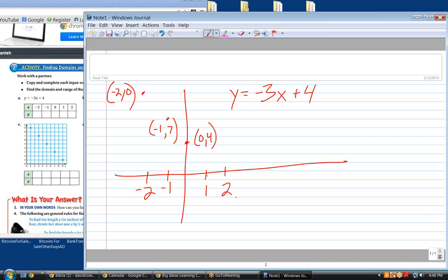And when x is 1? When x is 1, y is negative 1. I think it's positive 1. Right? When I plug in 1, I get minus 3 plus 4. Yeah, sorry. Okay? And then when x is 2, y is negative 2. Okay. So let's call that point right there.